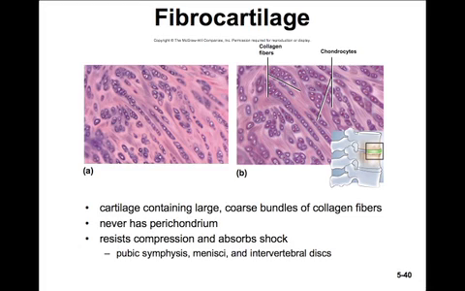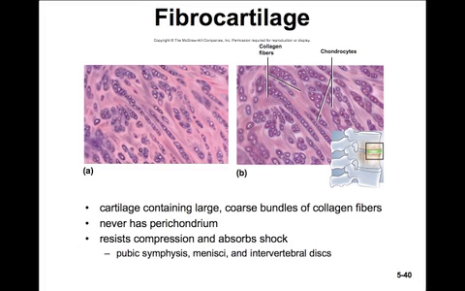The third type of cartilage is fibrocartilage. Again, it has a distinctly different appearance. It contains large, coarse bundles, you can see here, of collagen fibers. It never has a perichondrium, so that makes it different than the other 2 types of cartilage. It also resists compression and absorbs shock.